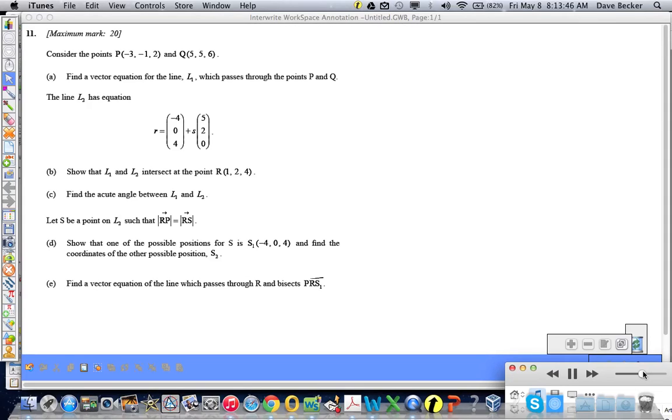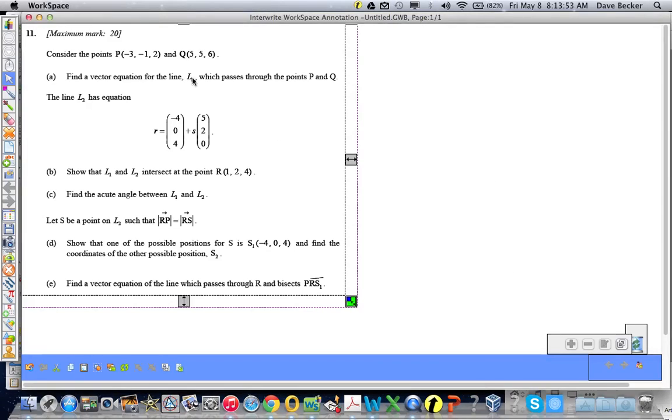This is Exam Jam number 9, the solution. Let's get to it, shall we? I thought it was an easy 20 points. Hopefully you thought the same.